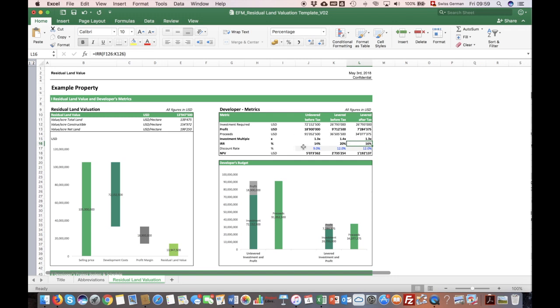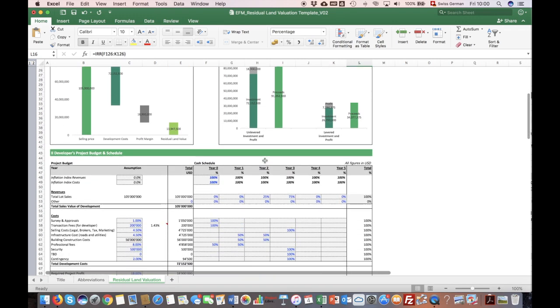Now, once I've adjusted this, I can go back and check the revised residual land value. So this check here allows me to further fine-tune this analysis and clearly figure out the point where we believe the land is worth, so that the developer is still able to make, in this case, a 16% IRR on his investment.